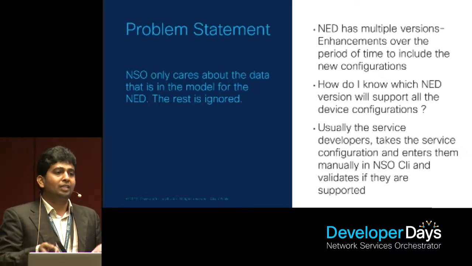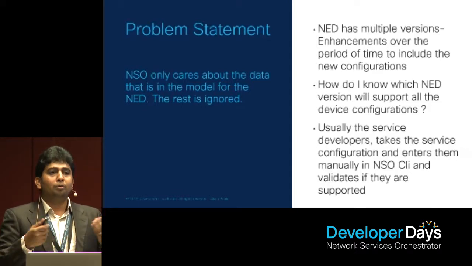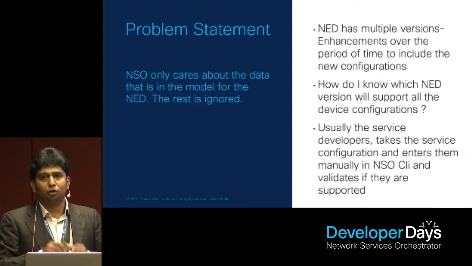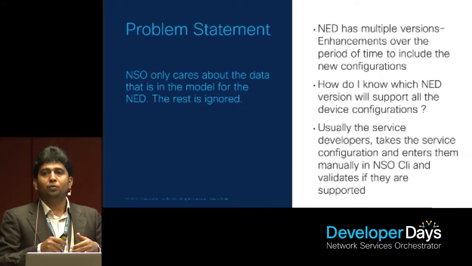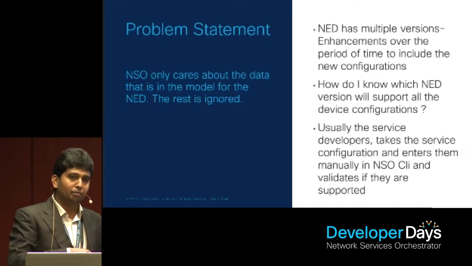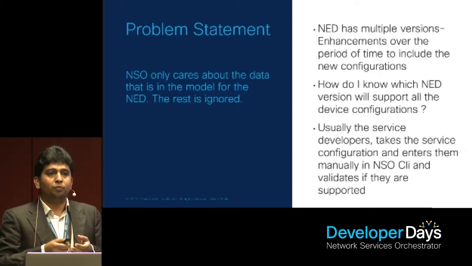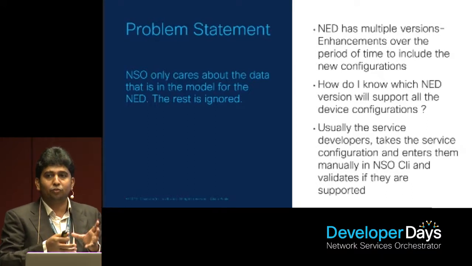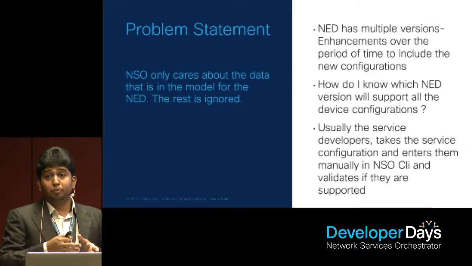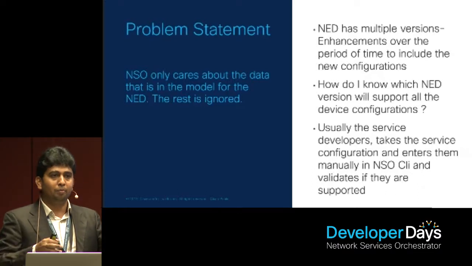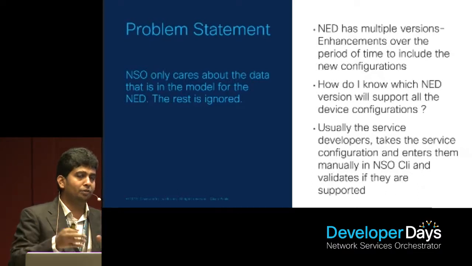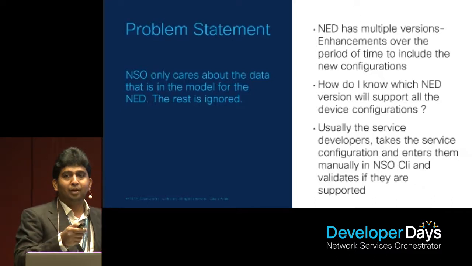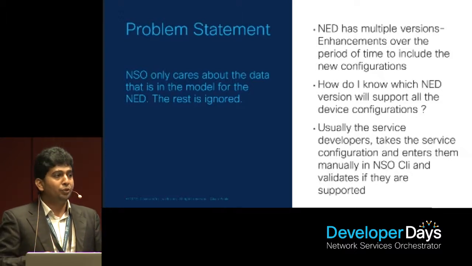Now, what is the challenge here? You want to automate some service, like an L3 VPN or any other kind of config push, and you want to know which version of the NED is going to support your commands. It could be just five lines of configuration, the basic configuration you want to push to a particular device. You might be pushing pieces of config to different sets of devices and different device models. But how do you know which version of the NED is going to support that particular config? So how are we doing it today, traditionally?